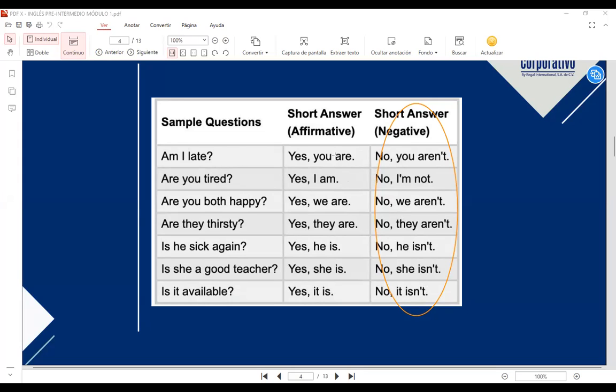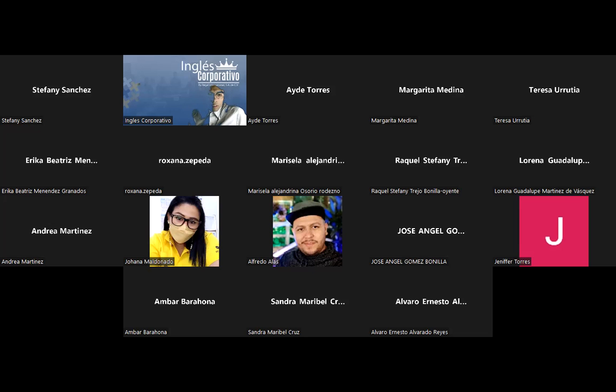It's the same, but the big difference is the contraction form. La respuesta está contraída. The contraction form is just add an N, apóstrofe T, en la mayoría de los casos. This is tricky. The only short negative answer that you cannot make a contraction is I'm not. In some cases, many people use ain't, but it's not too formal.